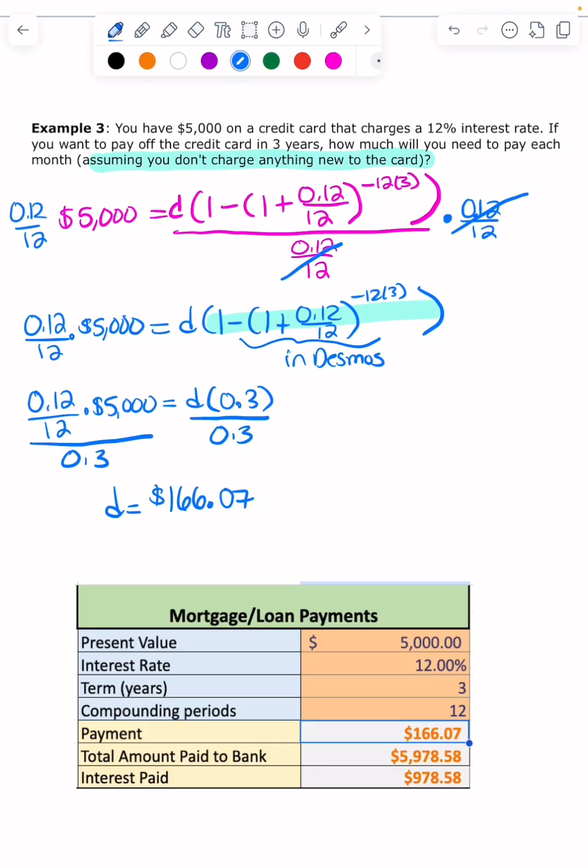And all we had to do for this one was to calculate the payments. We didn't have to calculate that other stuff, but if you wanted to check, the answers are down here at the bottom. You have your total amount paid and your interest paid down here.